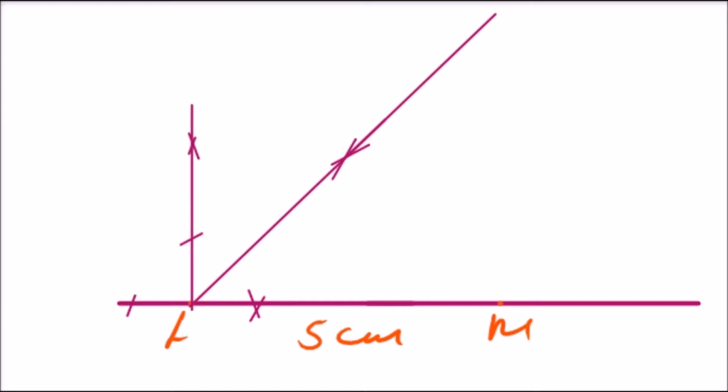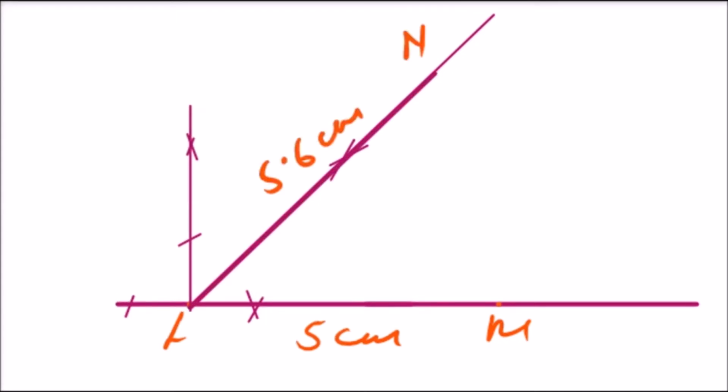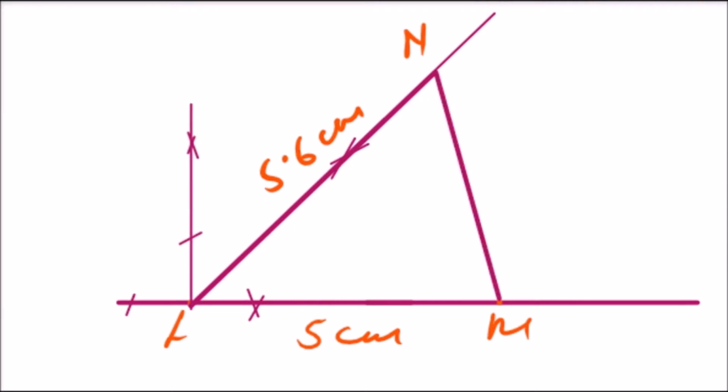Once you bisect, what remains is to measure 5.6 centimeter to get the location of N, which I have done there. So that is 5.6 centimeter. Then you can join N and M so that you come up with a triangle. So that is our triangle LMN.